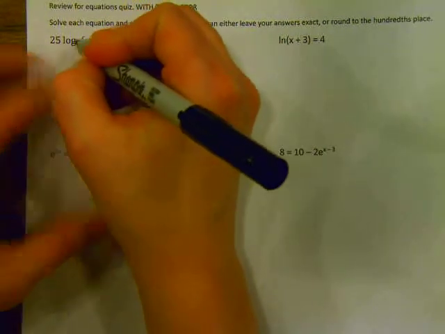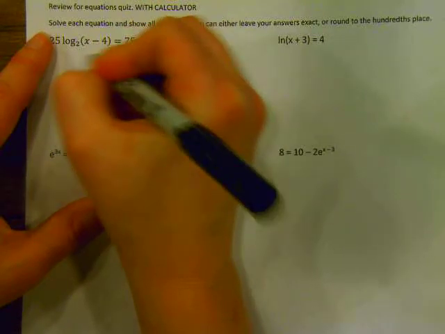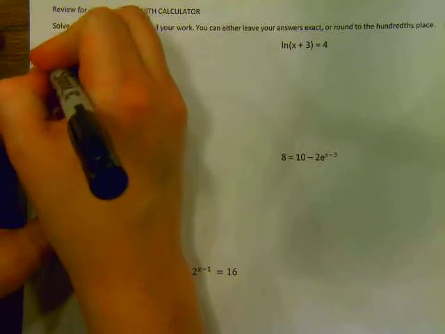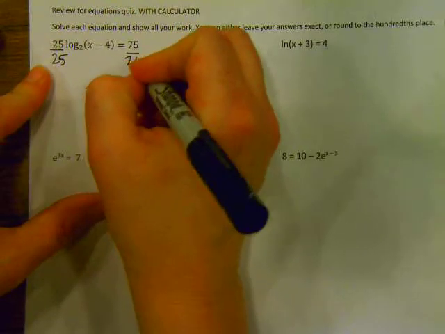So this has a log in it. So the only way to do it is to do the loop, but you cannot do the loop until you get this by itself. So the first step I'm going to do is divide by 25.